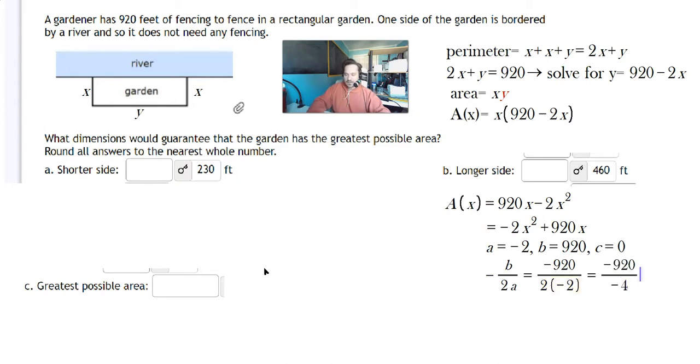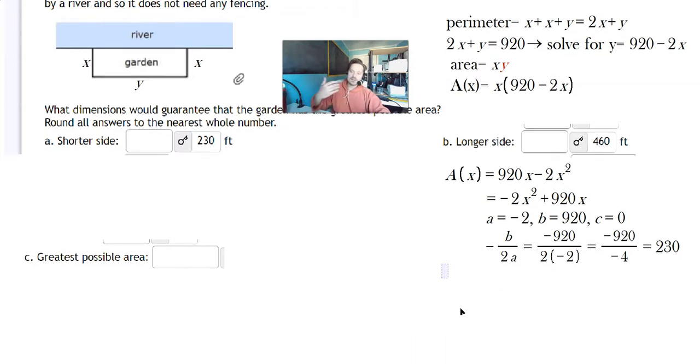Divided by negative 4. You punch that in, and this tells you 230 right here. So that's 230. That's the x-coordinate of the vertex. Now that we know the x-coordinate of the vertex, we can find the y-coordinate of the vertex.